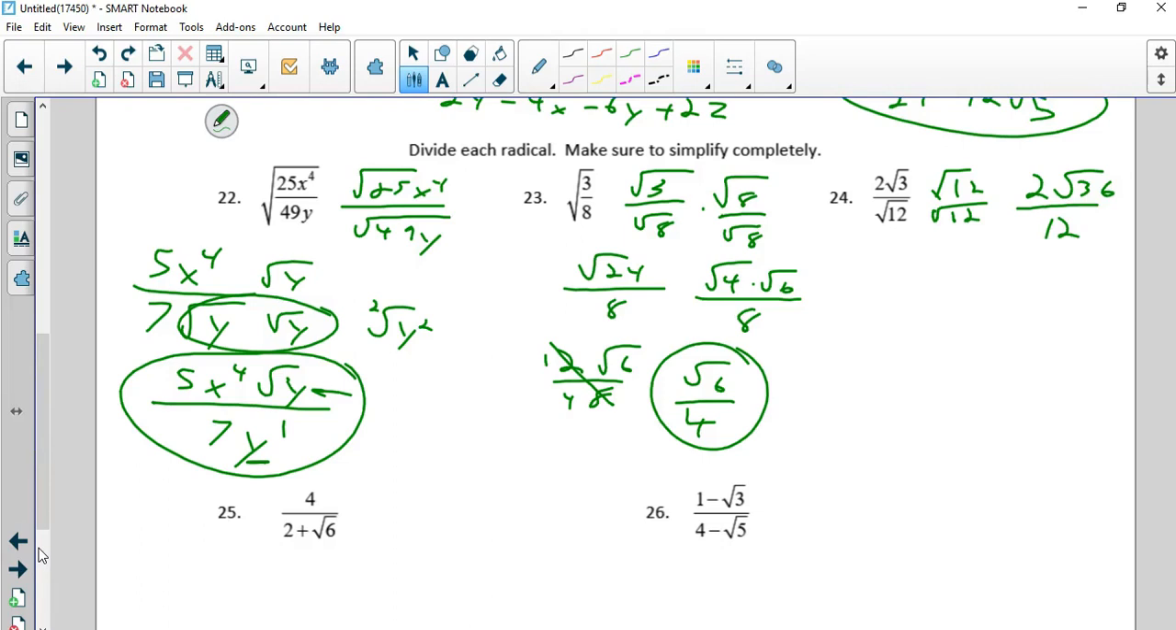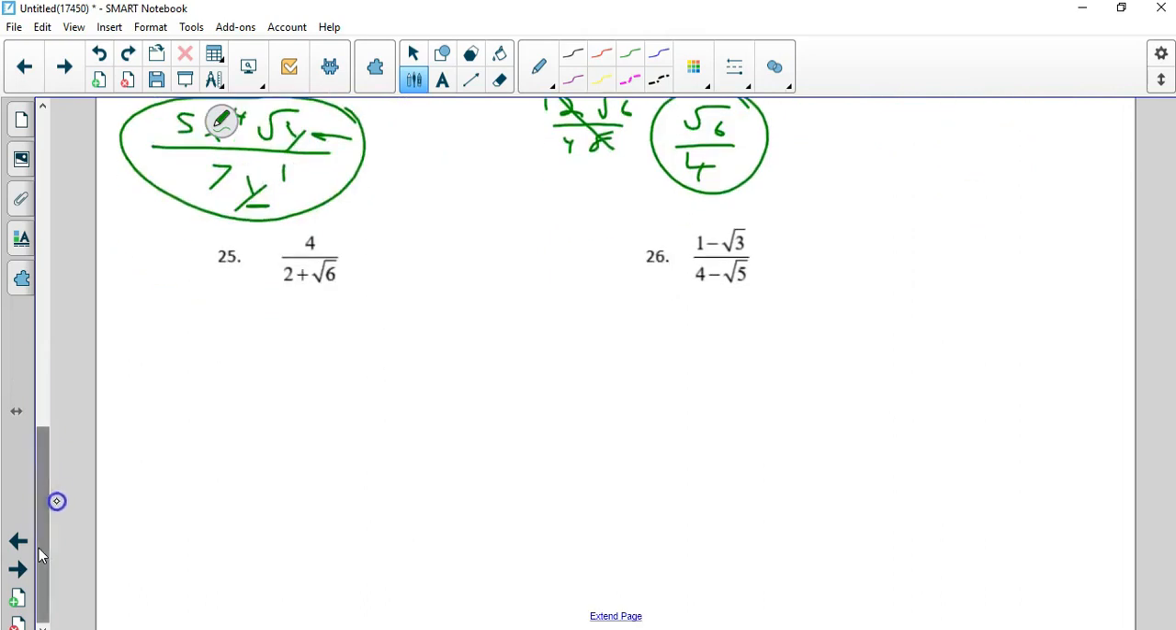Now, we can simplify this and then reduce, or reduce and simplify. Doesn't matter, because it's all going to work out the same way. We could say this is 1 and 6, and then pull the 36 out as 6, and 6 over 6 is 1. Another way would be to take the square root of 36, which is 6, times 2 is 12, and 12 over 12 is 1. Either way, it shakes out the same.